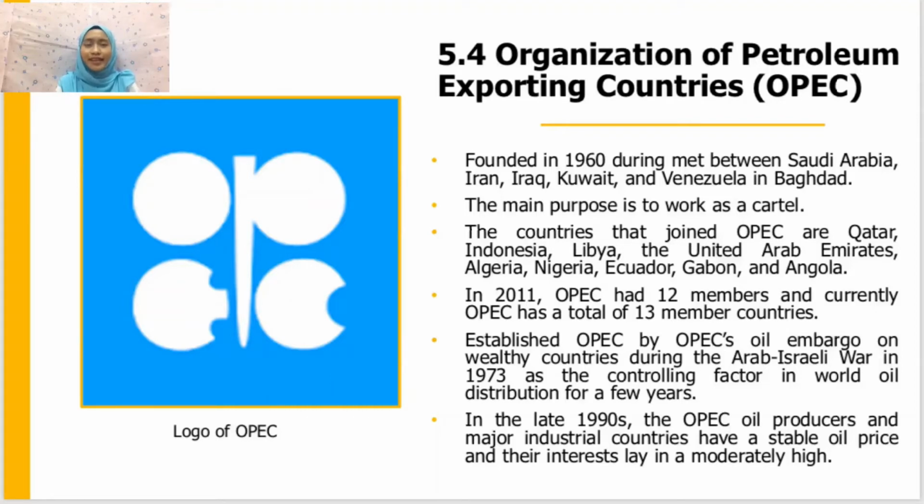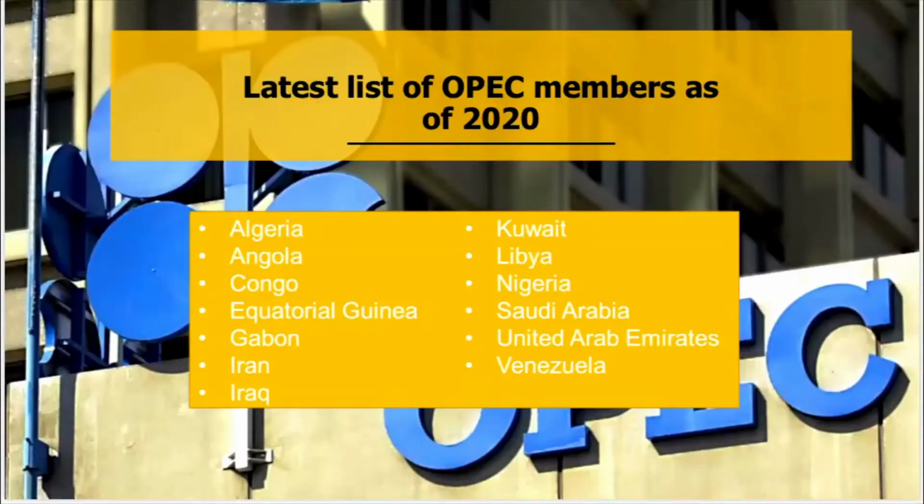Beginning in 1990, Russia exported increasing quantities of oil and natural gas as its main source of currency. A world oil glut brought very low market prices and financial problems to the Arab producers. By the late 1990s, the OPEC oil producers and major industrial countries saw that their interest lay in a moderately high but stable oil price. This is the latest list of OPEC members as of 2020.